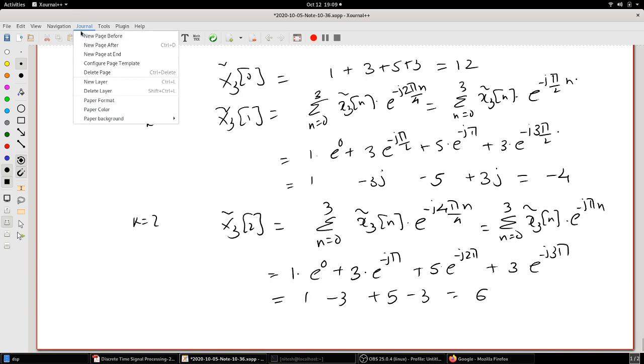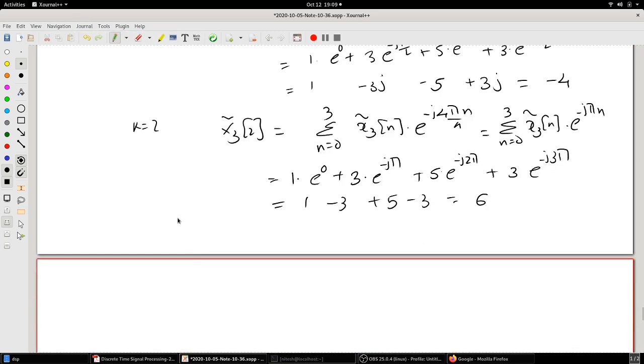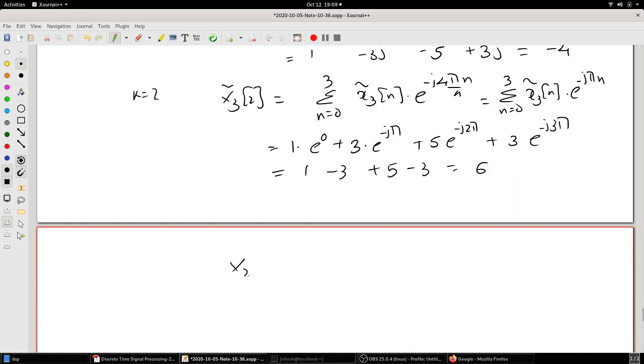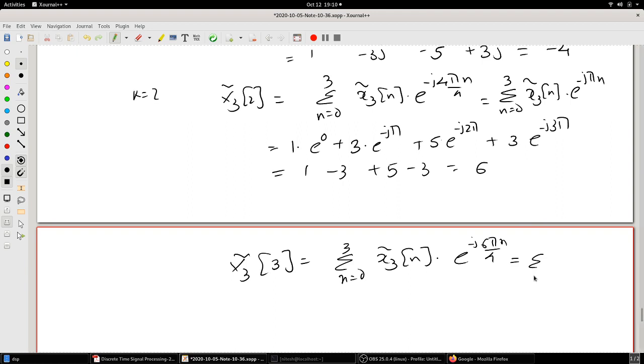Now, let me go for x3 tilde of 3, which is summation n equal to 0 to 3 of x3 tilde of n into e raised to minus j 6 pi n by 4. Here k is equal to 3, so it is x3 tilde of n into e raised to minus j 3 pi n by 2.